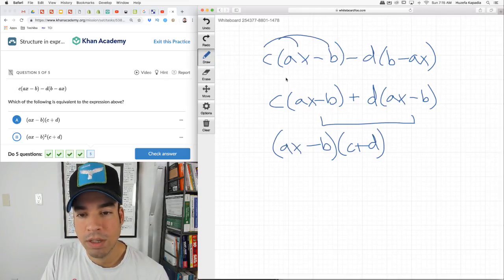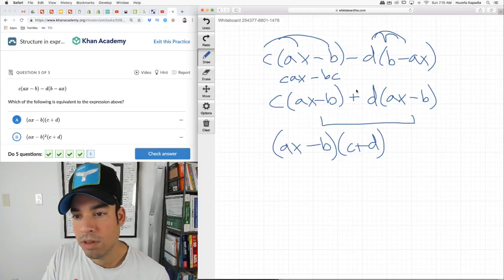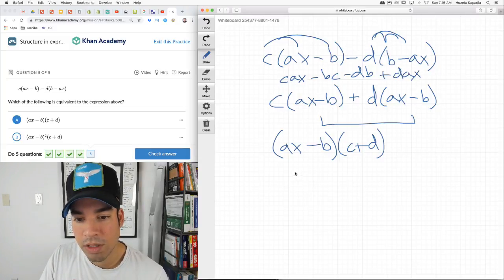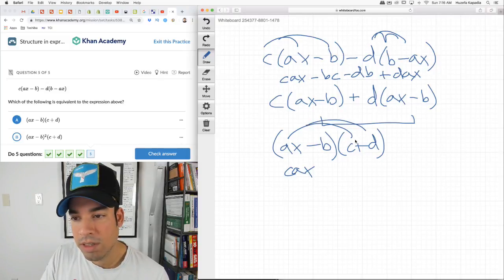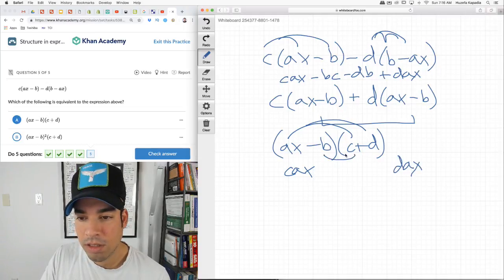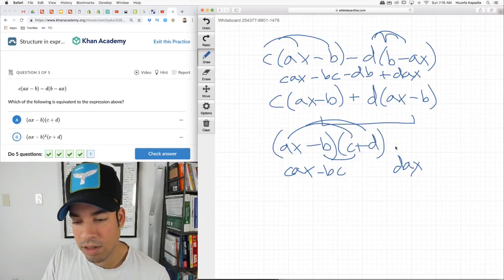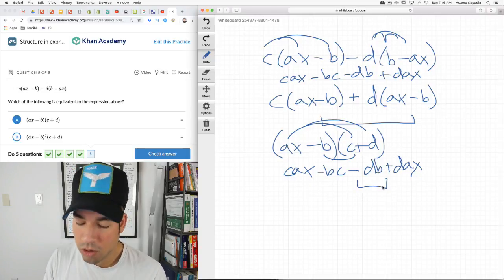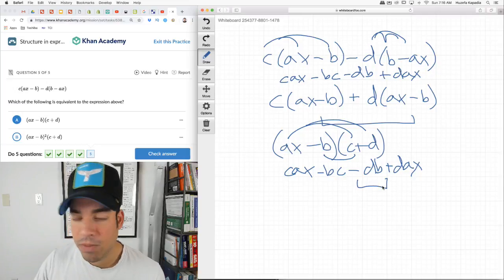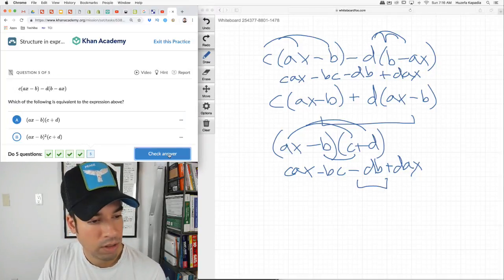Boom, boom. This becomes CAX minus BC. This becomes minus DB plus DAX. Okay, now let's FOIL this. This times this becomes CAX, same thing. AX times DAX, I'll put that at the end to match with that. And then this is negative BC right there. And negative B times D is negative BD, or I'll call it negative DB. Same thing. Order of multiplication, commutative property, doesn't matter. So there you go, and that's further confirmation that that's correct.